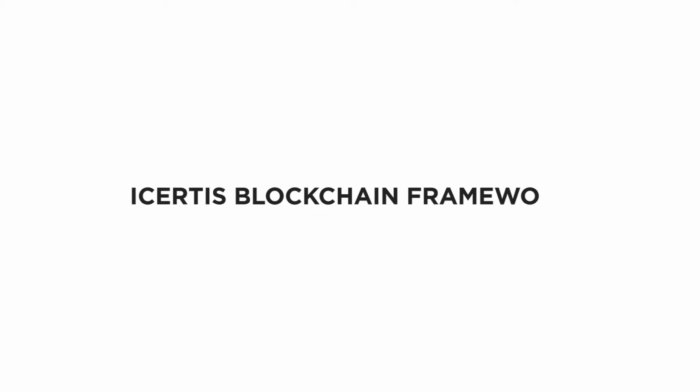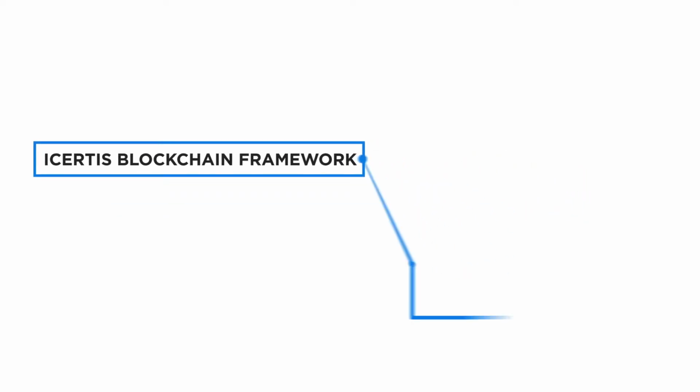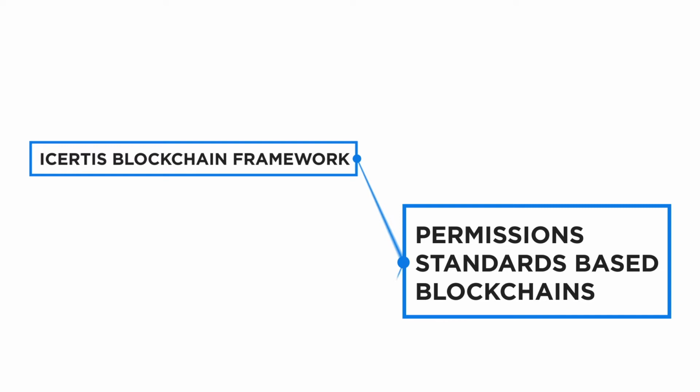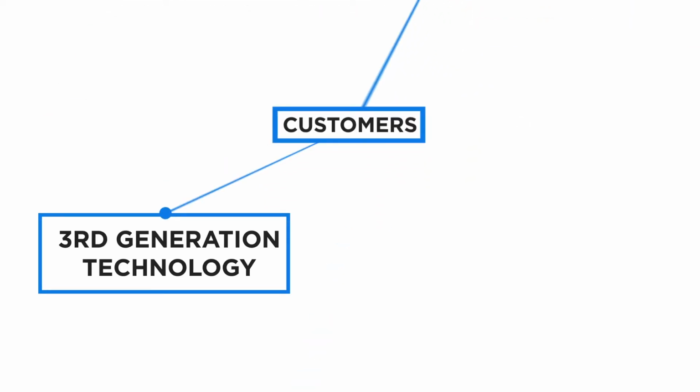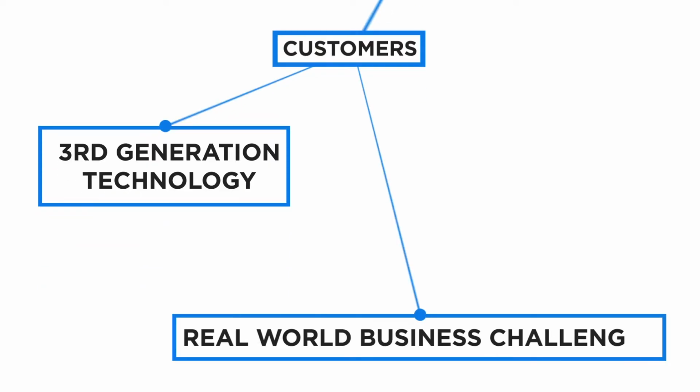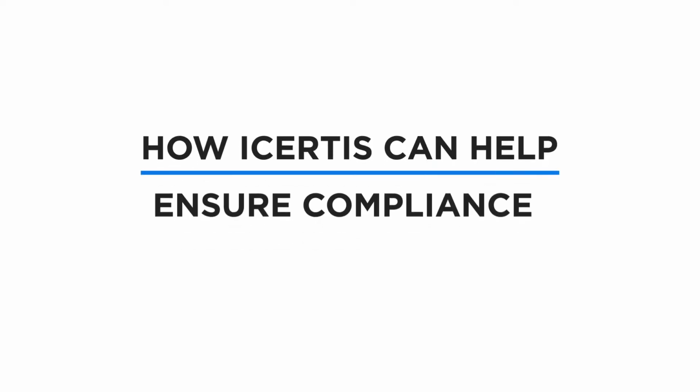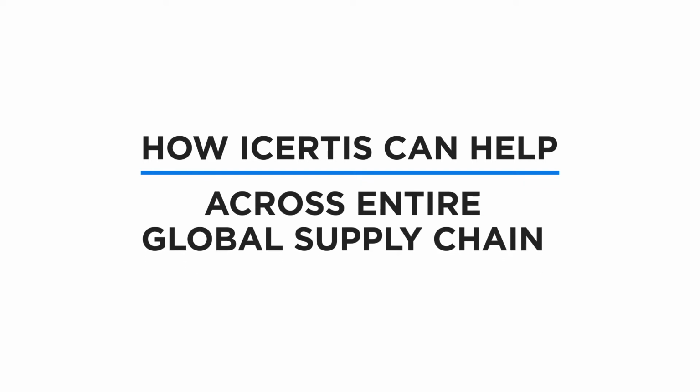With the Icertis Blockchain Framework, companies can seamlessly deploy innovative contract solutions based on permissioned, standards-based blockchains. Our customers are leveraging third-generation distributed ledger technology to address real-world business challenges. In this video, we'll focus on an example of how Icertis could help a manufacturer ensure compliance with ethical sourcing standards across their entire global supply chain.